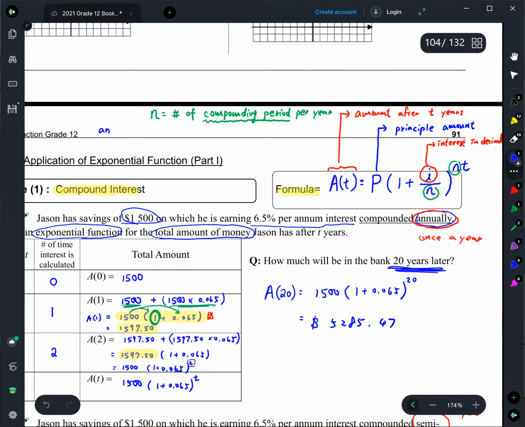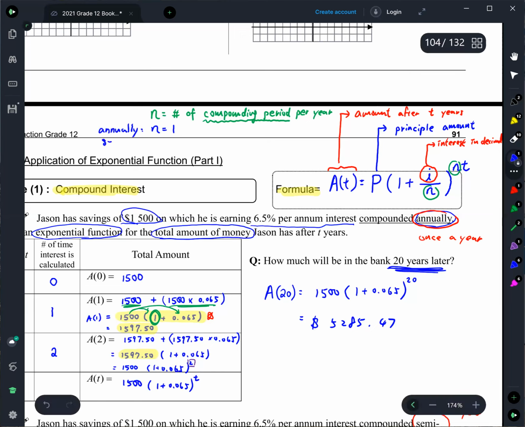So if it's annually, right? Annually, the compounding period means 1 year. That's what it means. Compounding period is how long it takes to get the money, right? So annually means 1 year. So the number of compounding periods, if it's annually, is once, right? You only get the interest once a year. So N will be 1, okay?